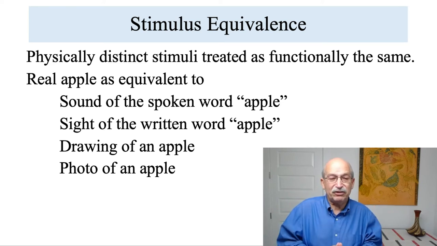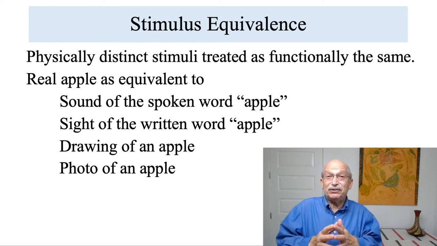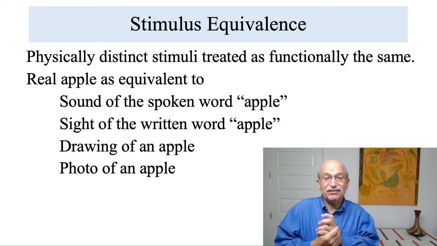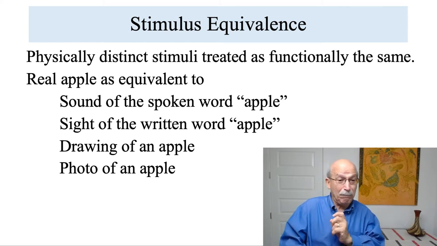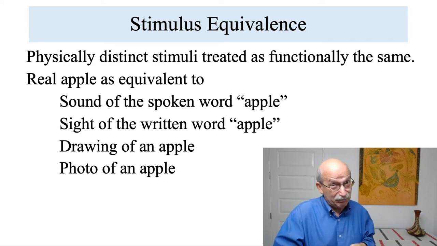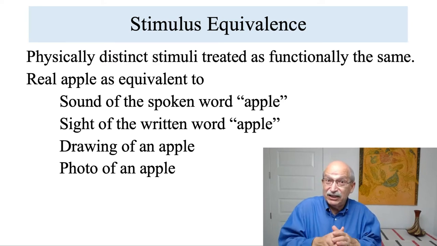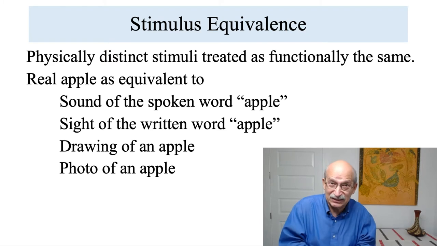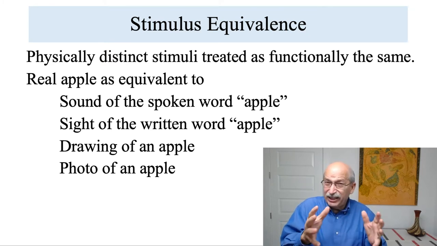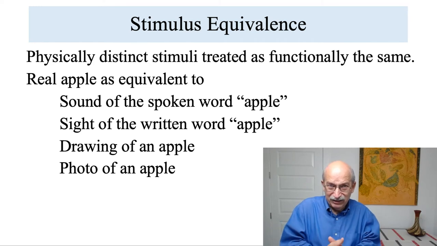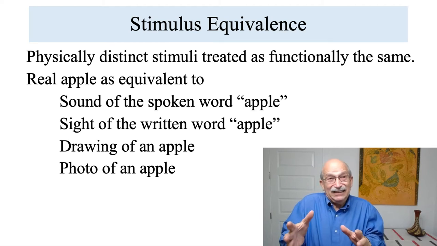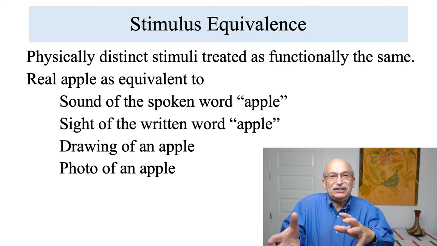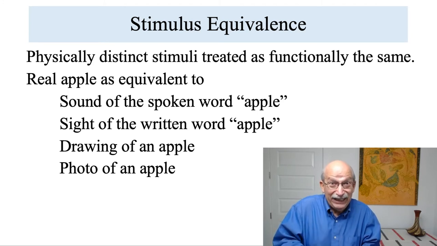Of course, it's different from a drawing of an apple. Even a photograph of an apple is physically very different from a real apple. It's two-dimensional. A real apple is three-dimensional. I can bite into an apple. I can't bite into a photograph. But all of these become equivalent as we learn the word apple. So stimulus equivalence is really at the heart of learning vocabulary. And stimulus equivalence, as it turns out, is established using symbolic matching training.